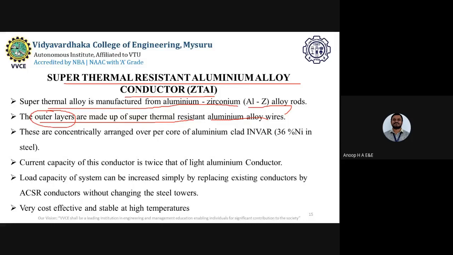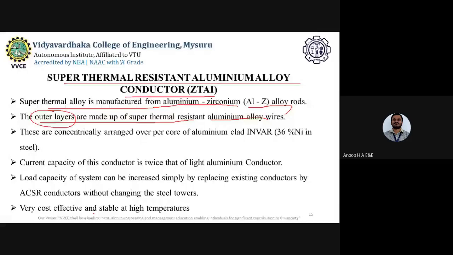These are nothing but the concentrically arranged per core of the aluminum clad. We call it Invar, which has 36% of nickel present in the steel. So we call it Invar steel, where you will have 36% of the nickel. Next, the current capacity of this conductor is twice that of the light aluminum conductor.